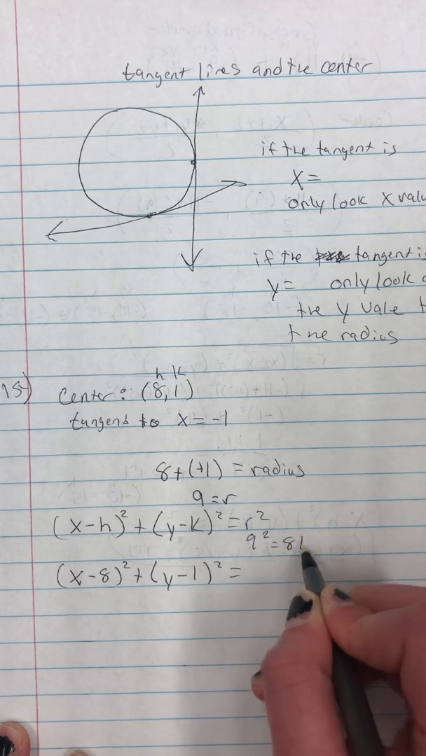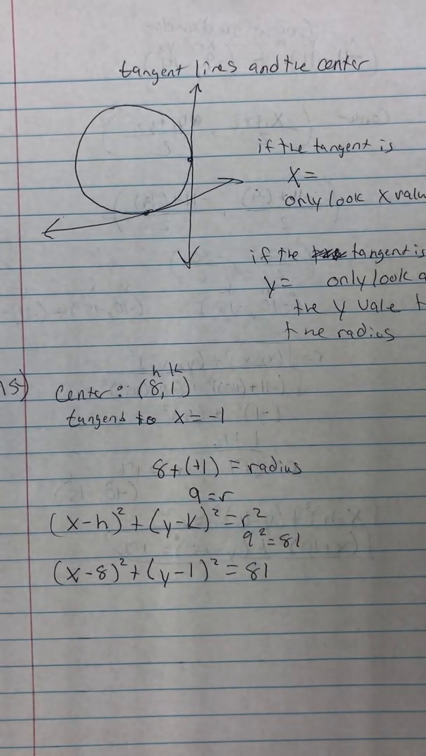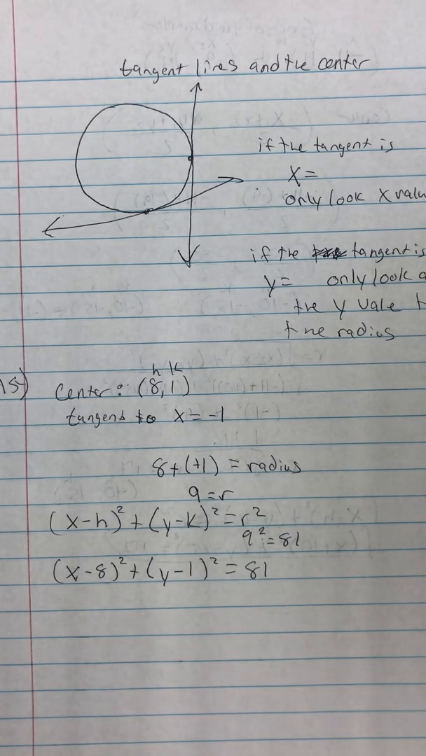Well, we know 9 squared is 81, so we're going to plug it in for 81. Okay, that is the formula for that one, or the equation for this circle. We have a few more to look at, and then we are done for today.